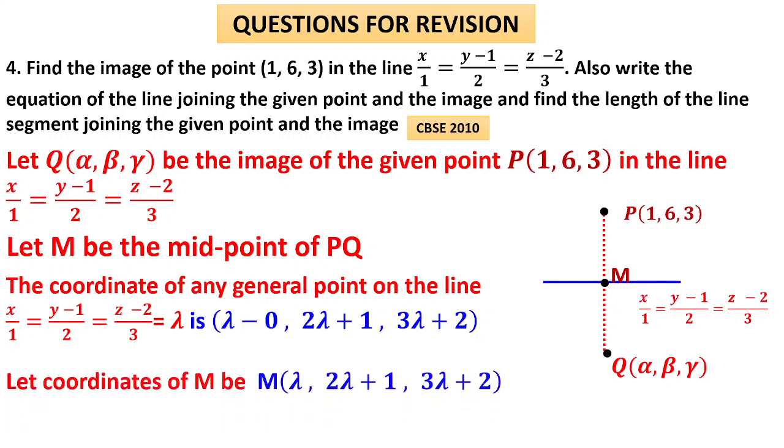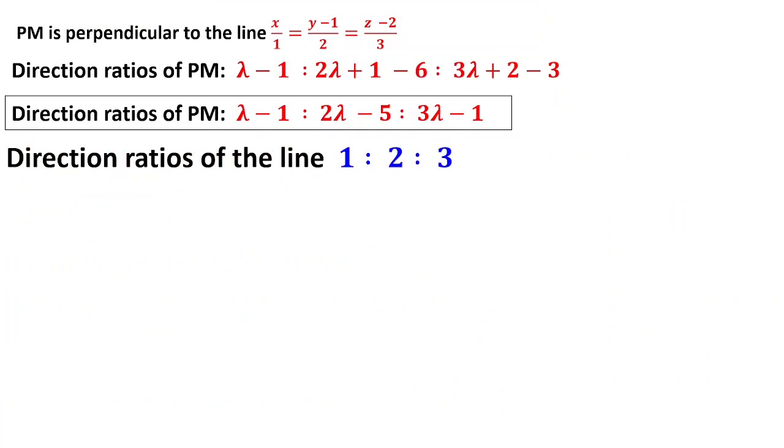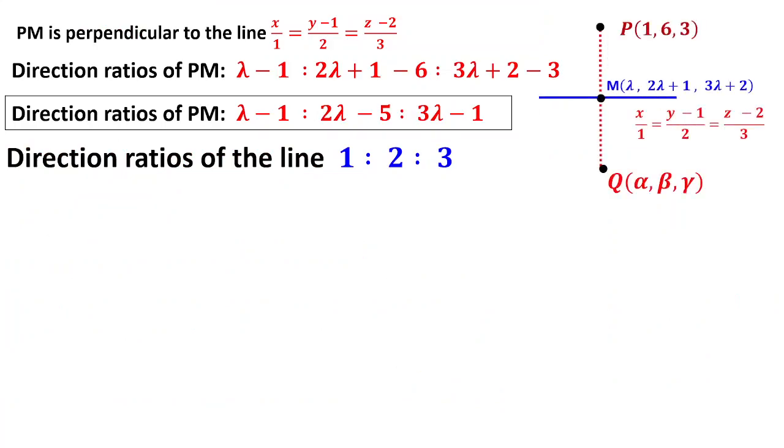Now we call it capital M. This capital M is lambda, 2 lambda plus 1 and 3 lambda plus 2. I can find the direction ratios of PM by subtracting: lambda minus 1, then 2 lambda plus 1 minus 6, then 3 lambda plus 2 minus 3. It will become lambda minus 1, 2 lambda minus 5 and 3 lambda minus 1.